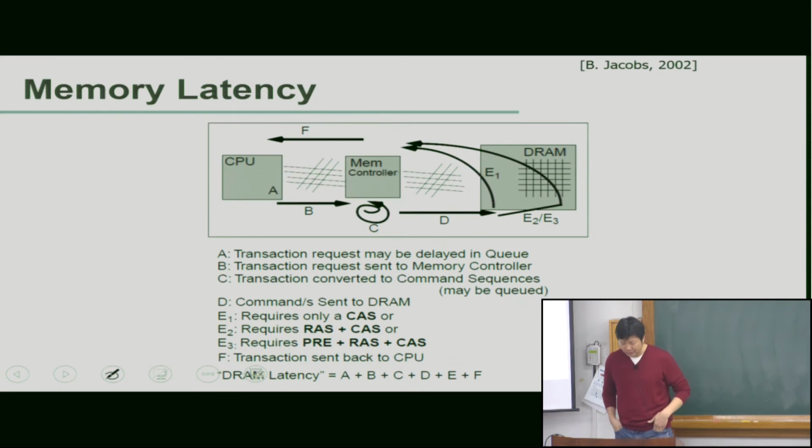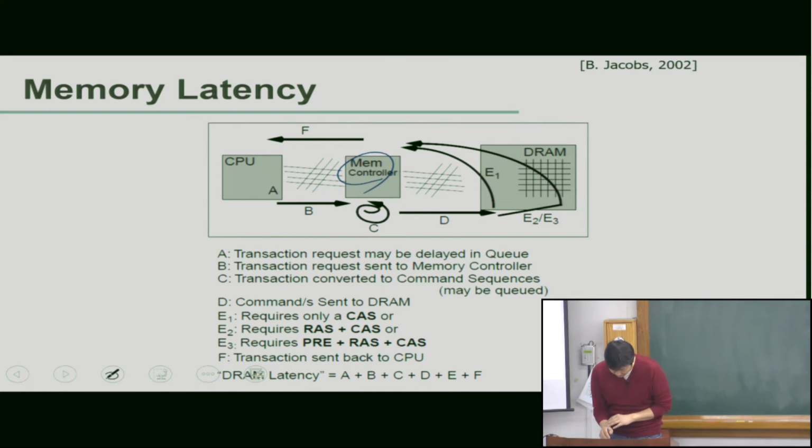So let's do some analysis of memory latency. Let's say you have a cache miss. If you cache miss, then you go through the cache, and you go through the memory controller, and this memory controller generates column and row commands to read a specific cache block, right? And then you send the data back to the CPU.